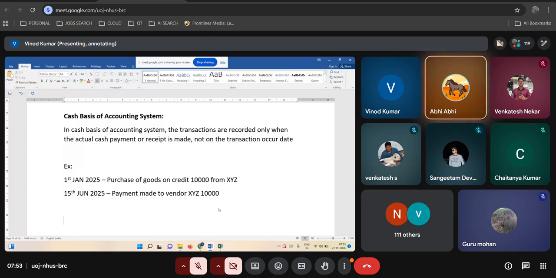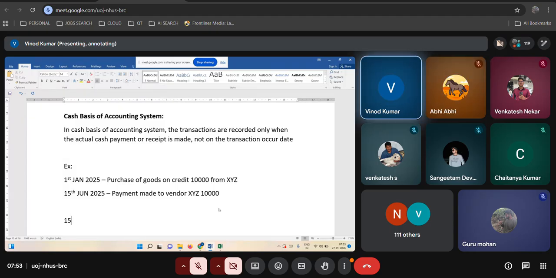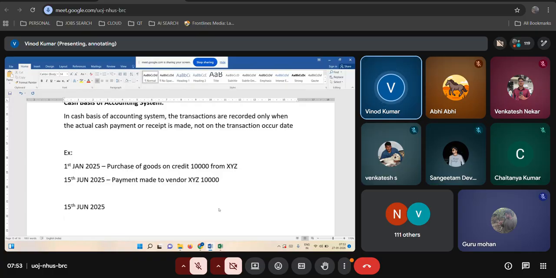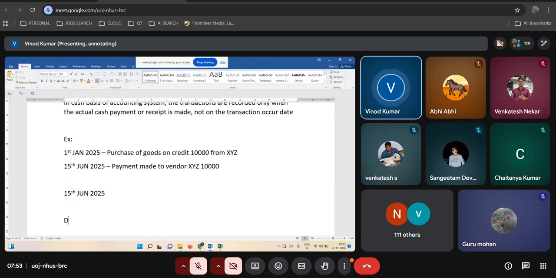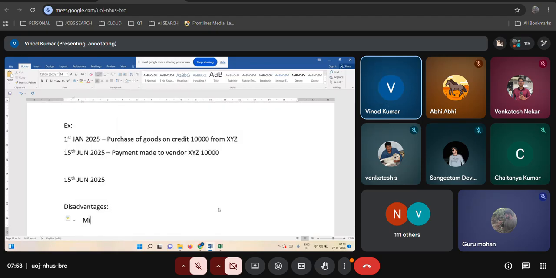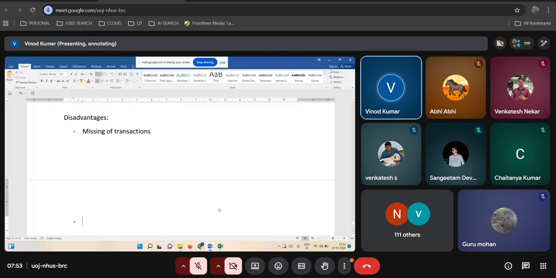On 15th June, the transaction will be recorded, as in the previous method. It is an old method, guys. If you record it this way, what are the major disadvantages? The major disadvantage is missing transactions. Can we remember all the transactions only when we make a payment, guys? Is it possible?